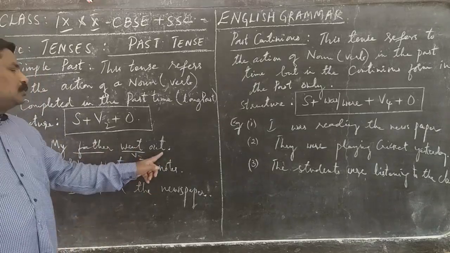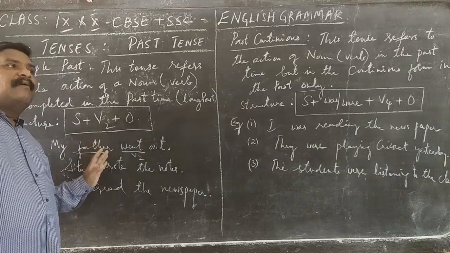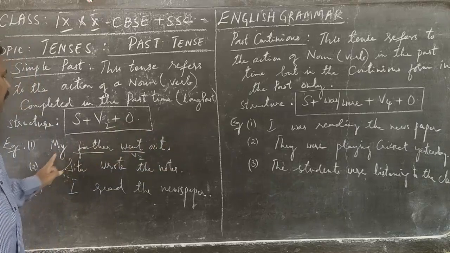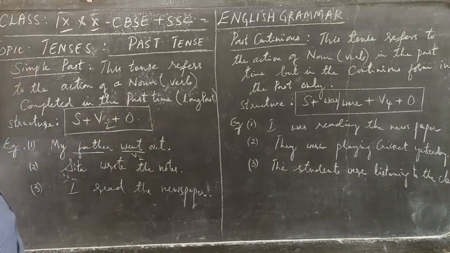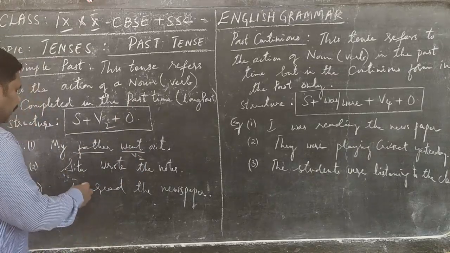My father went out. If I say yesterday, or if I say my father went out one hour back, it is subject plus V2 plus object. Now look at the second example.